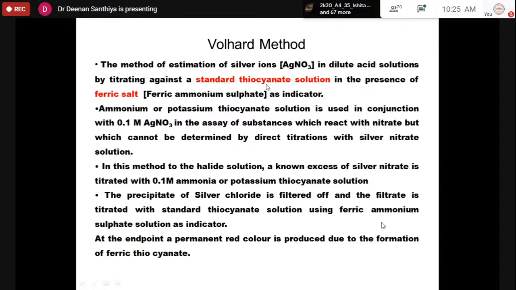What is the standard thiocyanate? Sodium thiocyanate is used, in the presence of ferric salt, ferric ammonium sulfate, as an indicator. Here the ferric salt is an indicator. So ammonium or potassium thiocyanate solution is used here with silver nitrate. Here nothing but the silver ions are estimated.